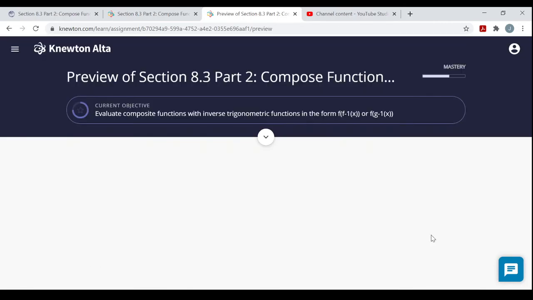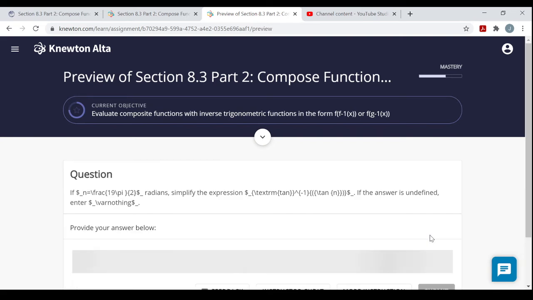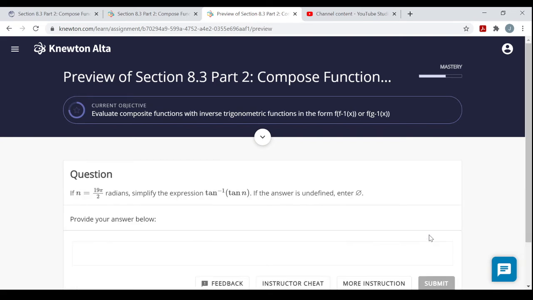So again, I'm hoping to get to one where there is an inverse on the inside. This again. Okay. Hopefully you remember. Look, if I put in 19 pi over 2 for n, see on the inside here, we're taking the tangent of 19 pi over 2.